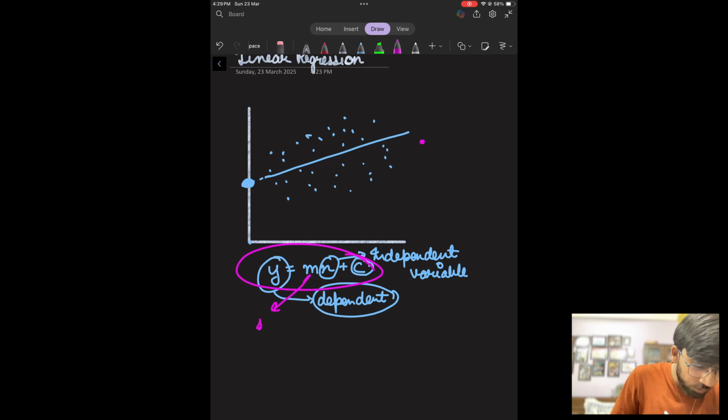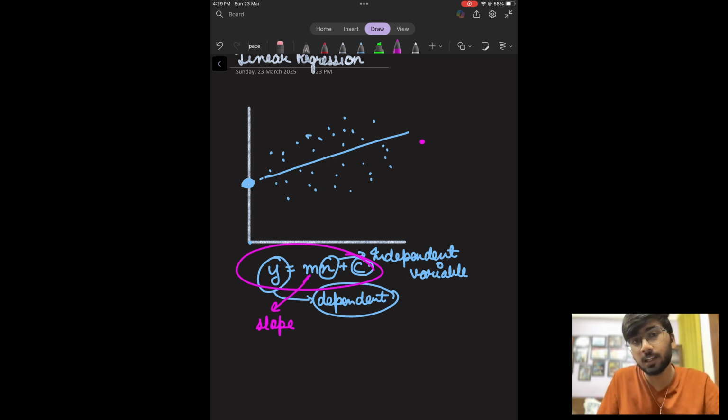This m is known as the slope. We call this the slope. And what is slope? Slope is basically, in mathematical terms, we can say it is tan theta.